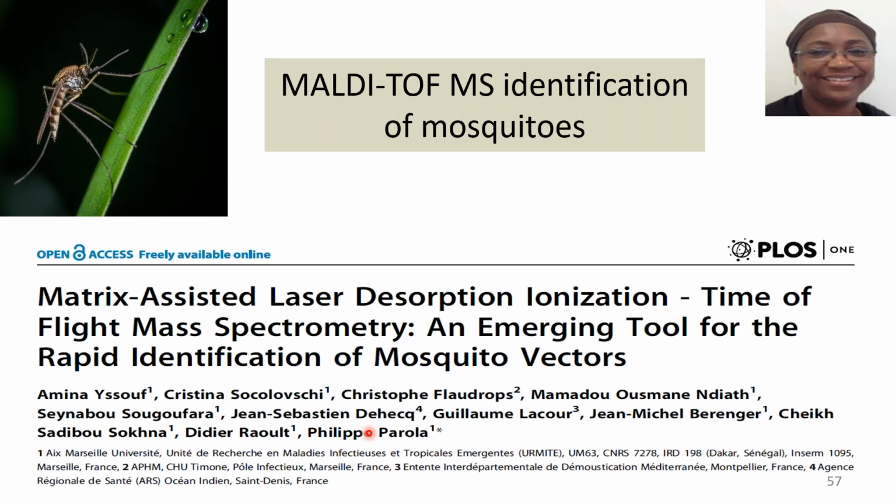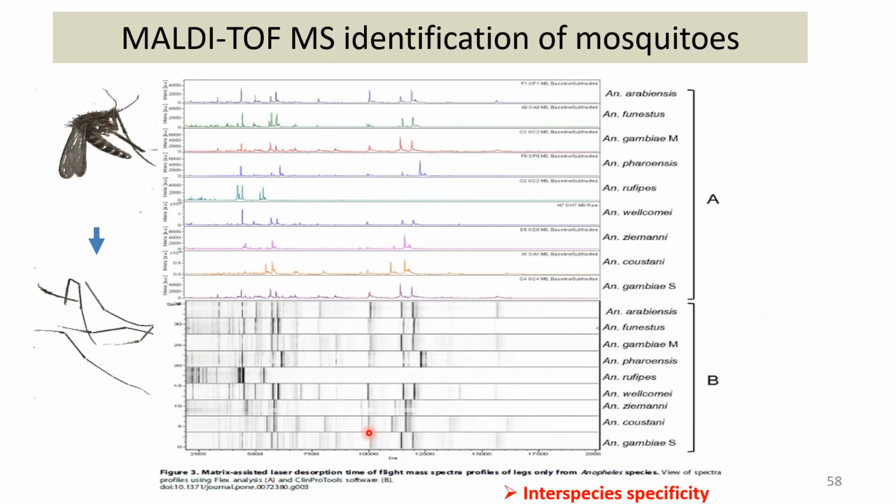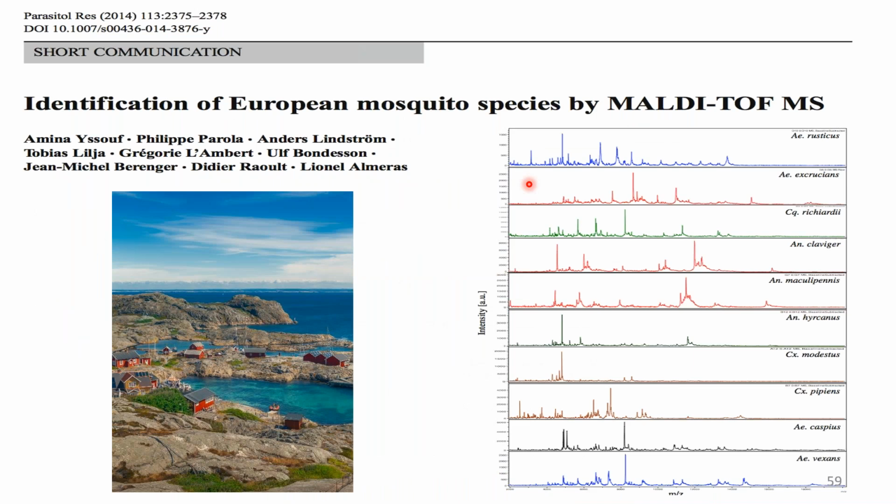So it was working quite well with ticks, so we decided to try with mosquitoes, and because we had so much success on the legs, we decided to keep working on the legs, and we were successful again. Quite lucky, we had really nice spectra from so many different species of mosquitoes, and each species was providing specific spectra. We were even challenged by another team from Sweden. They sent us quite a number of mosquitoes blindly, and it turns out using MALDI-TOF, we managed to identify all of them.